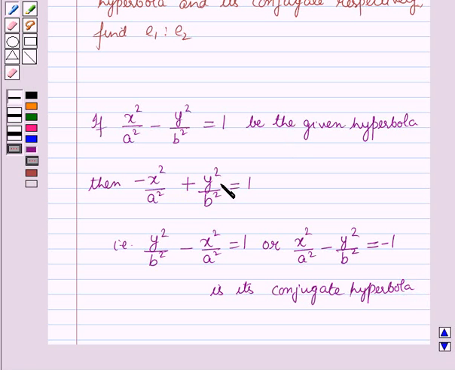Where a and b are the constants, that is, the hyperbola whose transverse and conjugate axis are respectively the conjugate and transverse axis of the given hyperbola is called the conjugate hyperbola of the given hyperbola.